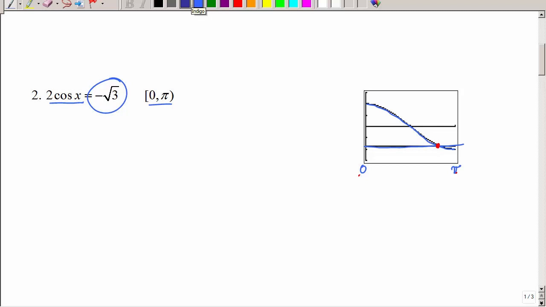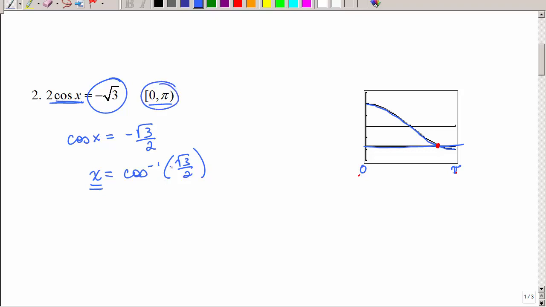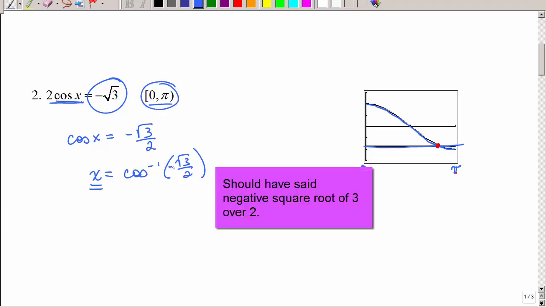Let's go through the algebra because you have to show me your steps. So I'm going to get cosine x by itself, so I'm going to divide by 2. And at this point I should just know the answer, but I'm going to keep going. How do we get x by itself? We take the inverse cosine of both sides. So again, I'm asking what angle or angles between 0 and pi does cosine equal to -√3/2?